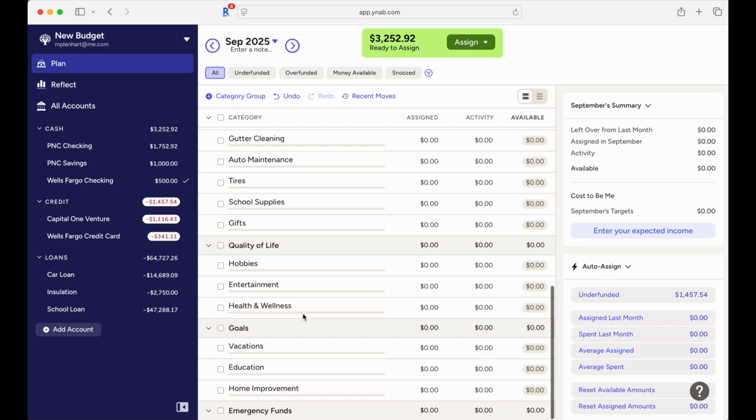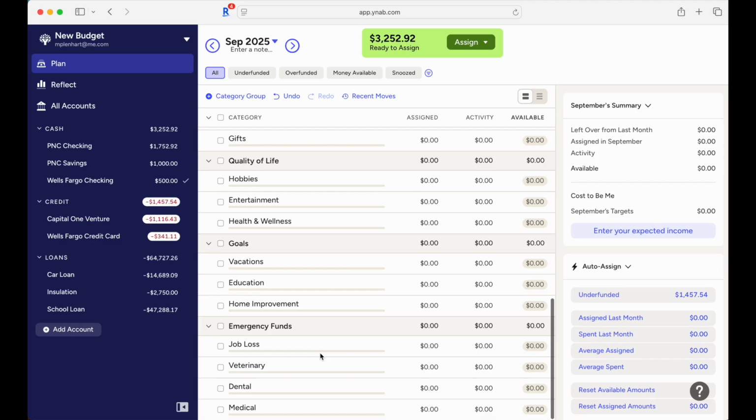These are things I hope I never spend money on, but I may possibly have to. So I'm going to add medical. I'm going to add dental. I'm going to add veterinary, and I'm going to add job loss. So I have categories now for, again, if I couldn't put money toward these in a month, I would be okay, right? As long as none of these things happened, if I didn't put the money toward these, things will be okay.